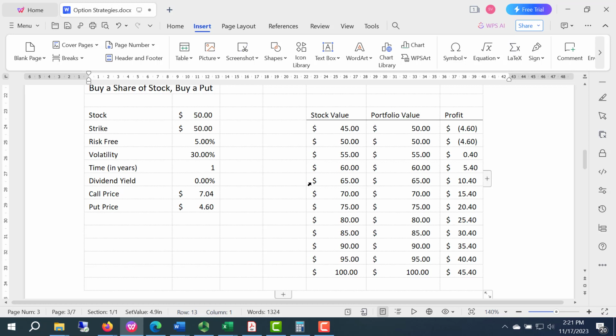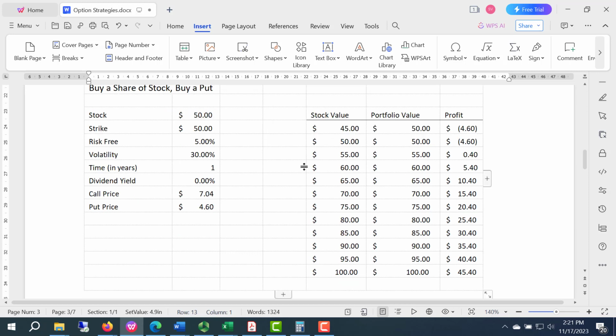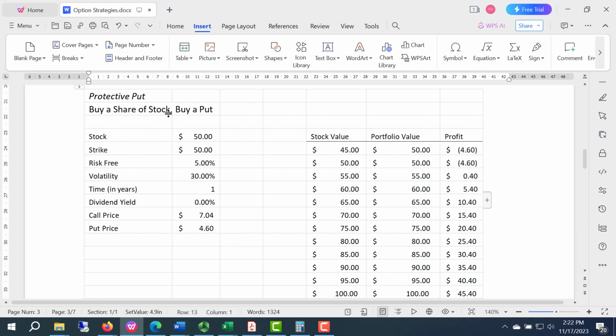Our portfolio value in this case is going to be equal to the exercise value of the put minus the cost of that put, the $4.60. We're buying a share of the stock. When we own a share of the stock and the stock price goes down, we see right here at the $45 amount, our portfolio value is still $50. The reason is that it's the stock price plus the exercise value of the put. The exercise value of the put in this case would be $5, and I'll show you that down below. And in the case where the stock price falls, our profit on this would be negative $4.60.